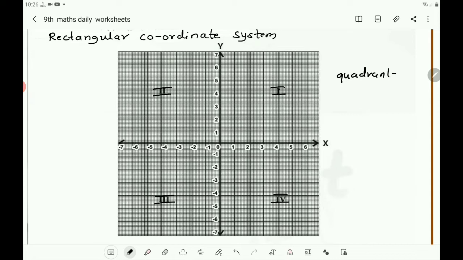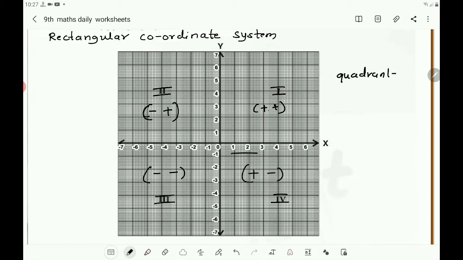Here you observe, in the first quadrant both x and y coordinates are positive, so plus plus. In the second quadrant, x is negative, y is positive, minus plus. In the third quadrant, both x and y are negative, minus minus. And in the fourth quadrant, x is positive and y is negative.